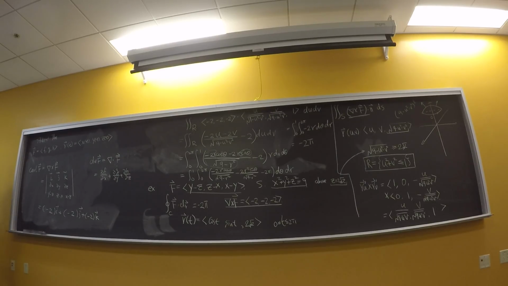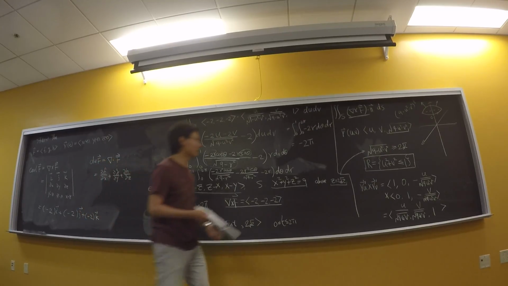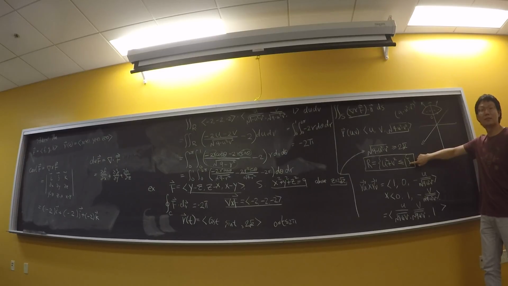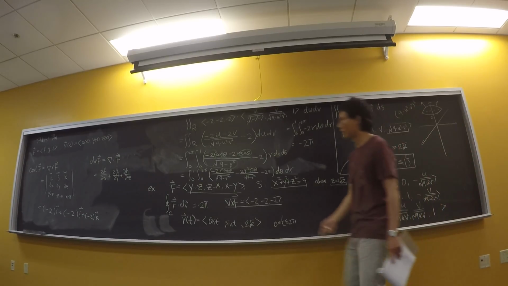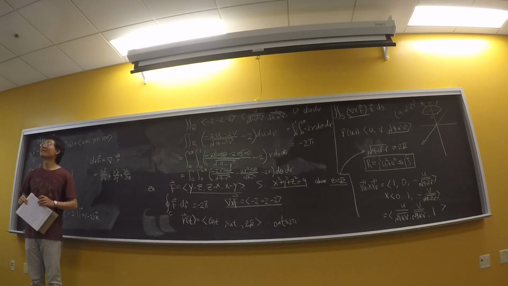How did you find the limits for the integral? The bounds, 0 to 1. Oh, 0 to 1 is basically because my region is a disk centered at the origin with radius 1. So we use polar coordinates, and it's going to be naturally from 0 to 1.